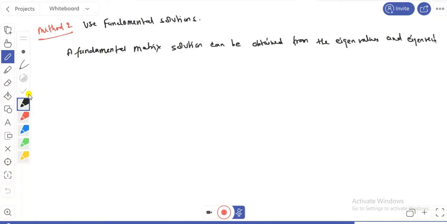eigenvectors. Okay, so in this case our eigenvectors, that is your v1 and v2, these are two eigenvectors, and these eigenvectors can be written as: this component is 1 2 and this component is 2 2. Okay, these are your eigenvectors.